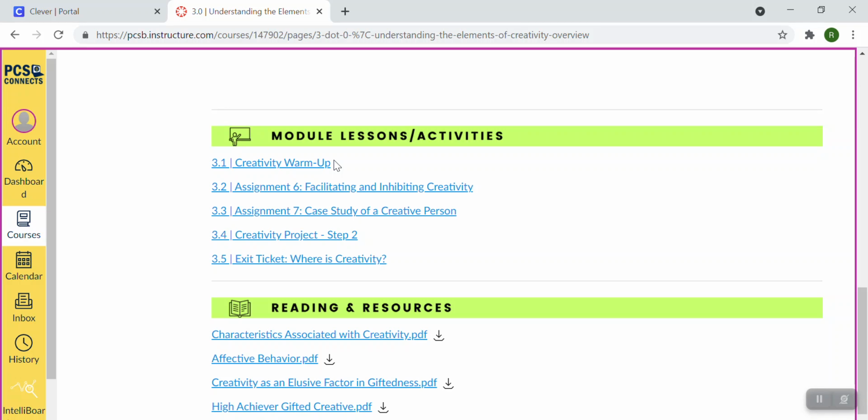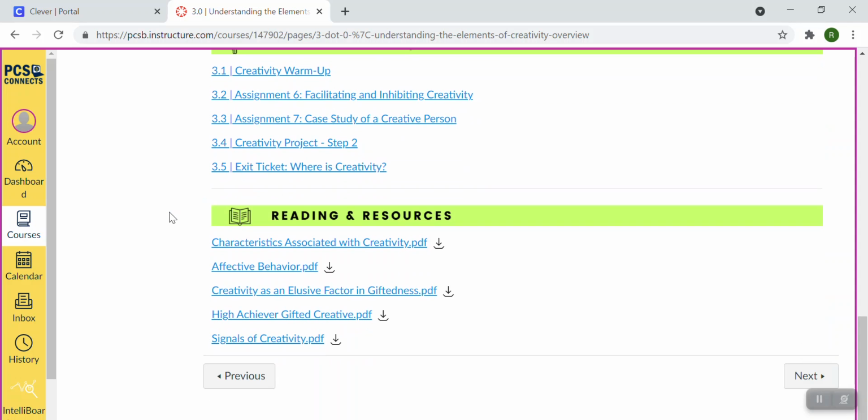And I understand that we are not in class right now. We are in the summer, but we can still do that with the environment that we're in currently. Then we're going to do step 2 of our creativity project, and we're going to have an exit ticket. So this week's a little bit lighter than the first 2 modules.